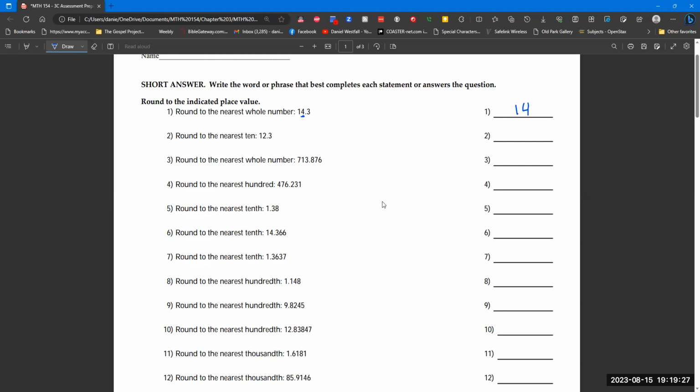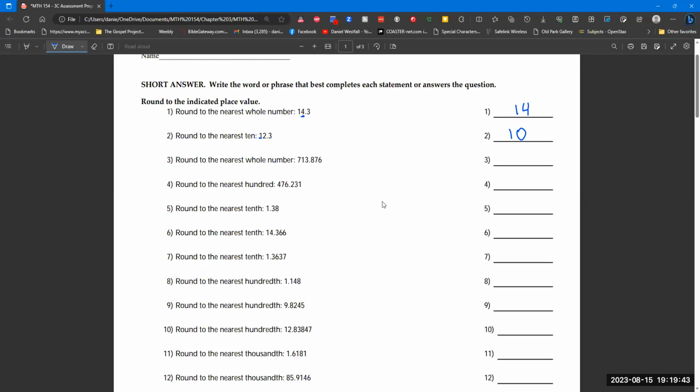Round to the nearest 10. So the nearest 10 is there. So we're looking at the 2 and we're going to round down to 10. 12 is closer to 10 than it is to 20.